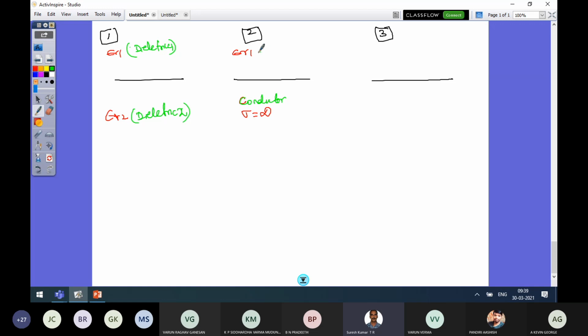So the third possibility: a dielectric, epsilon r1, and the other side is free space, that is epsilon r2 equal to 1. So it's free space on one side, and on the other side it is a dielectric medium.